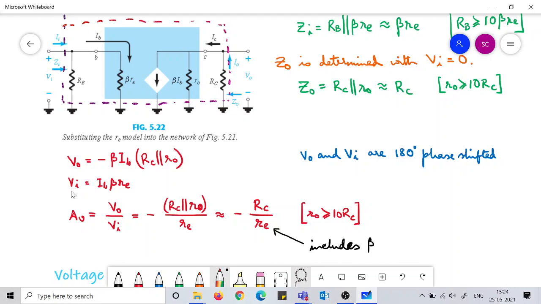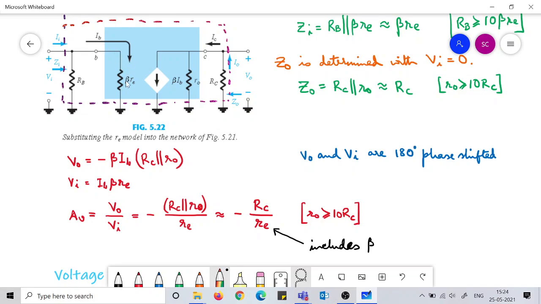And Vi is what? Vi, you see, is this potential. This potential is also the same as beta Re into IB. So IB is the current flowing in the branch beta Re. II is the current flowing in the parallel combination of this branch. So we can take II into Zi, that is also fine. We can take IB into beta Re, that is also fine.